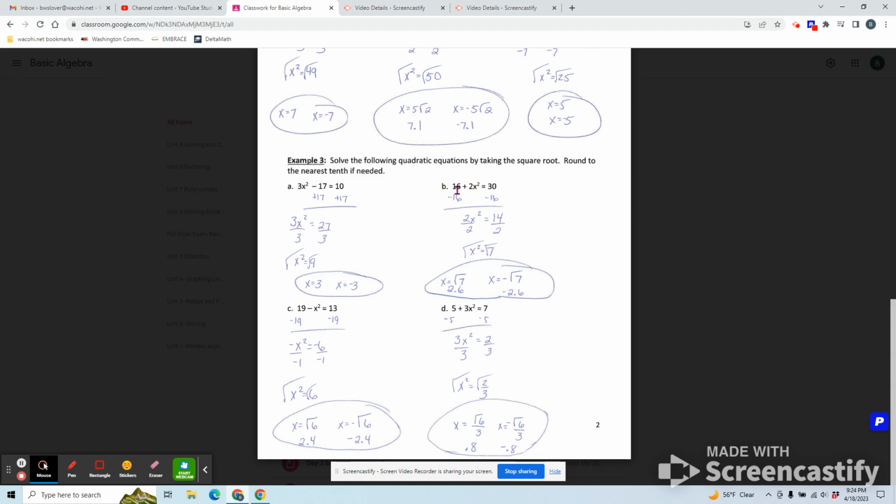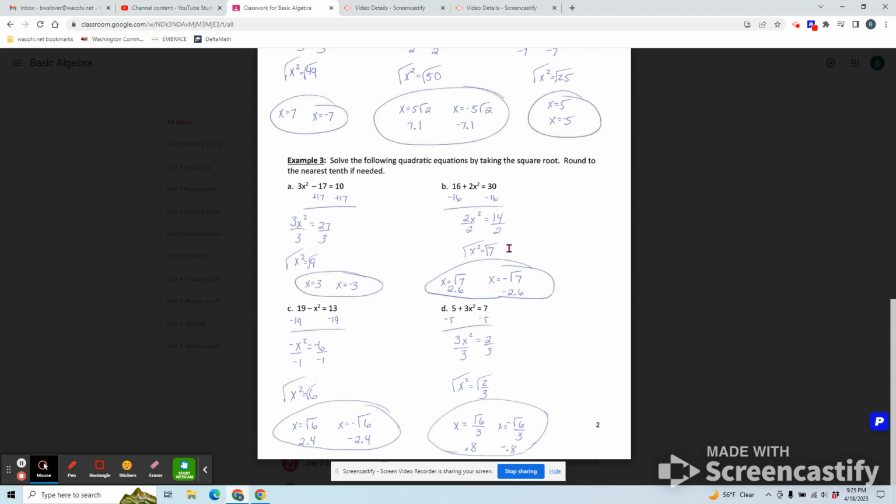Letter B, same concept. Here's my constant. I need to move the constant. It is positive, so I subtract to get rid of it. 16 minus 16, that cancels out. I'm left with the 2x squared, which is what I wanted. On the other side, I have a 14. Divide by 2, x squared equals 7. Take the square root. When you take the square root of 7, it just stays root 7.